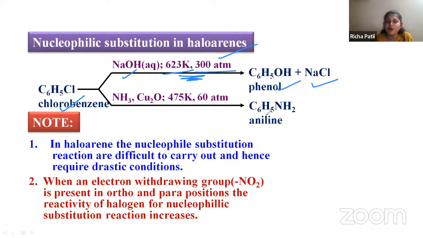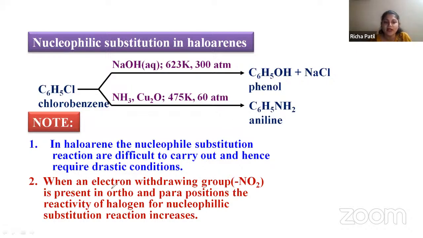Now if you want to prepare aniline from chlorobenzene, use NH3 with Cu2O, at a temperature of 475 K and 60 atmospheric pressure, and it gives you aniline. So in haloarenes, nucleophilic substitution reactions are difficult. Hence, to carry out the reaction, drastic conditions are used. Why? Because benzene is electron rich and the nucleophiles are also electron rich. So if you want to carry out the reaction, you have to use very drastic conditions.